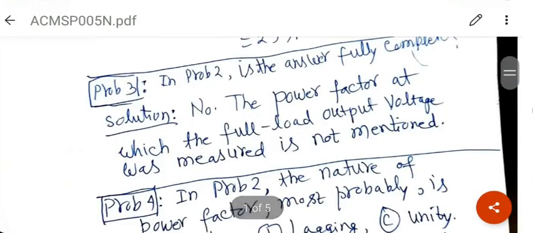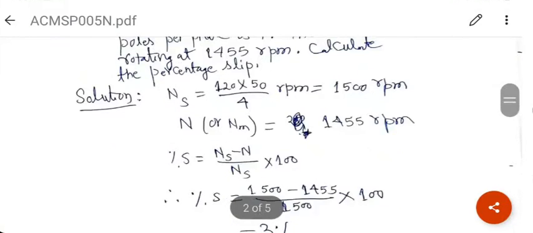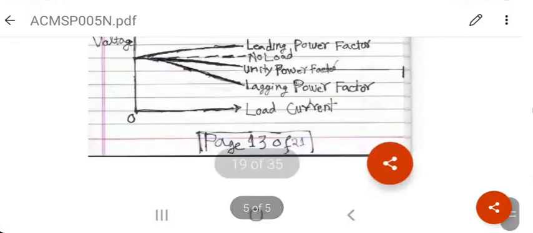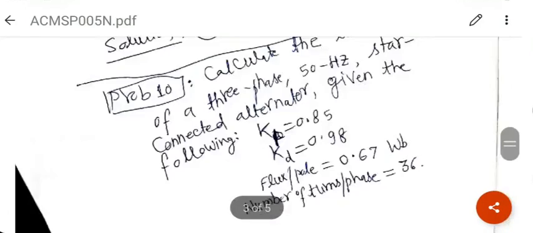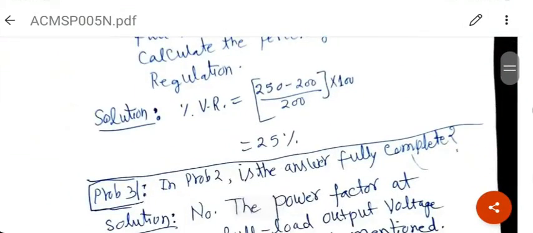The power factor definitely is not leading because the full load voltage is lower than the no load voltage. So leading power factor is out of the question. It is either unity power factor or lagging power factor. But at unity power factor, the difference between no load and full load voltage is not very large. At lagging power factor, it is significantly large. So our guess will be that most likely we are looking at a lagging power factor in the load because this voltage regulation value is quite high. Okay.